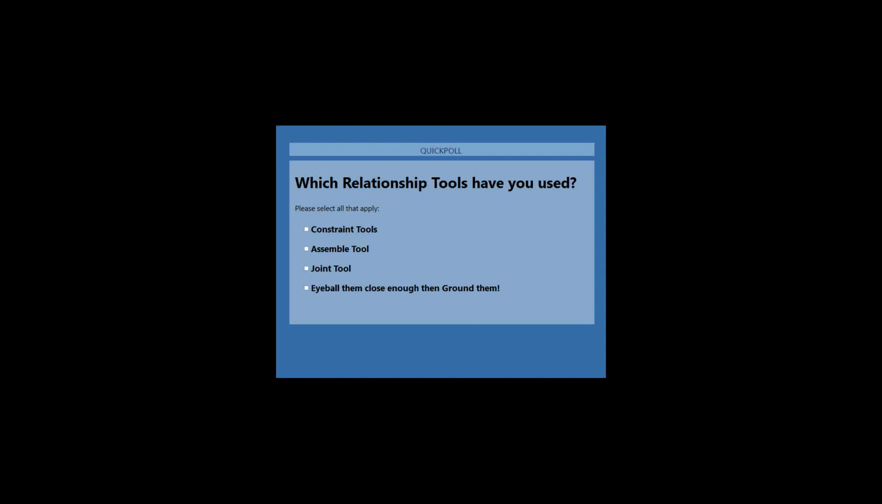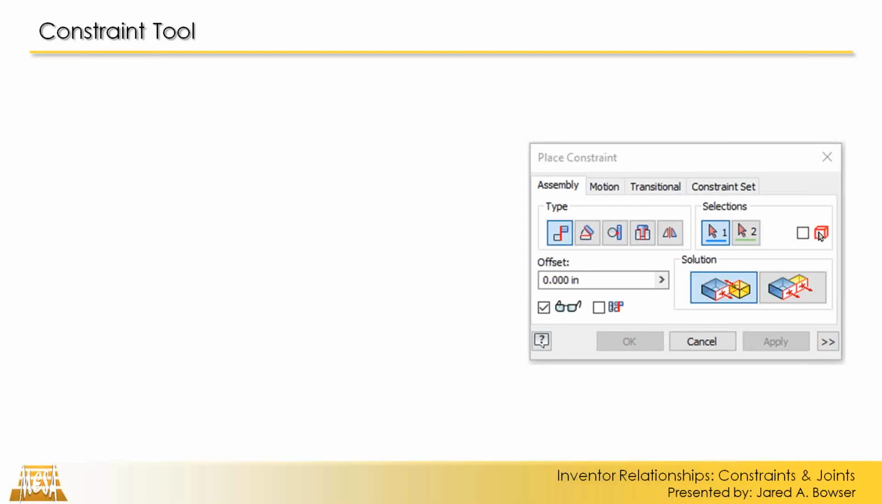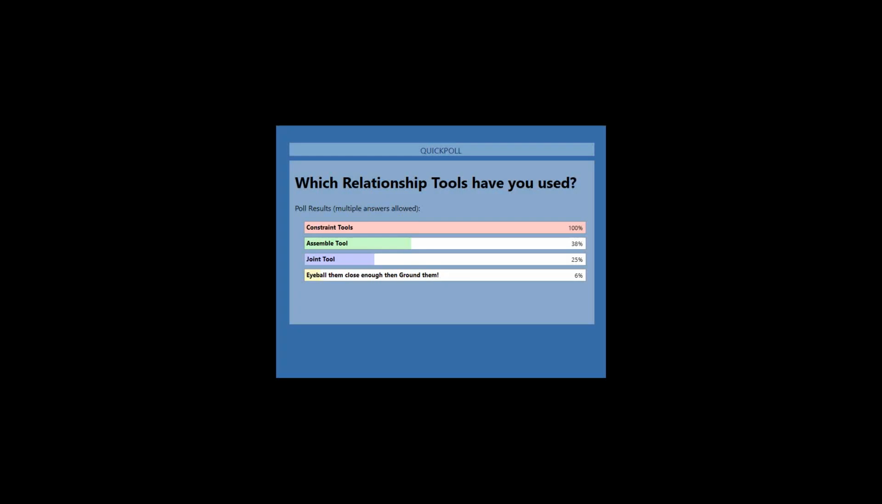Alright, most of you guys have voted. Looks like somebody's screwing around with me there. I'm going to go ahead and share those results. So you can see that 100% of you have used the constraint tool. About 38% of you have looked at the assemble tool, 25% at the joint tool, and 6% of you are screwing with me, I'm sure, by eyeballing them and using the ground option.